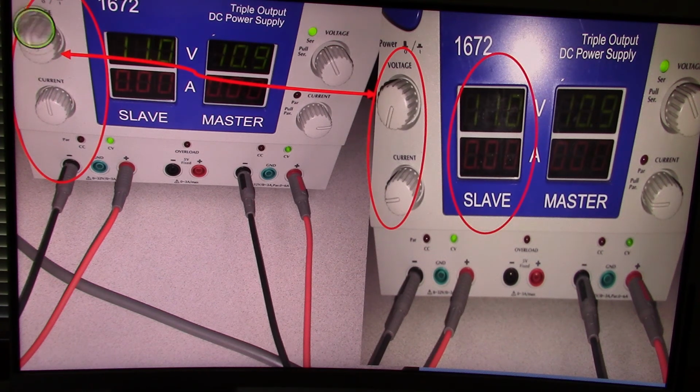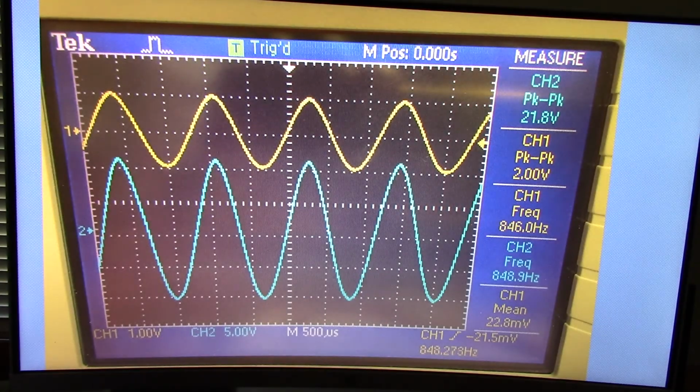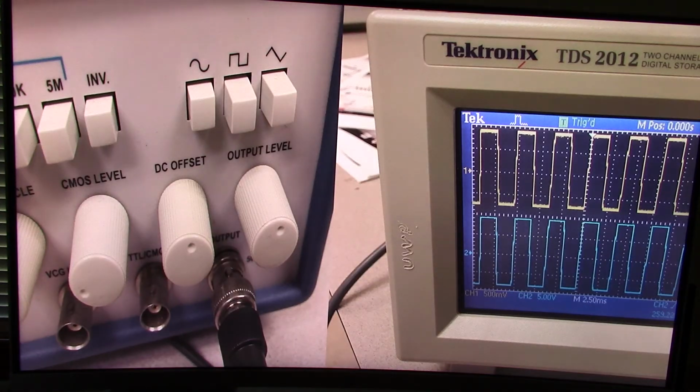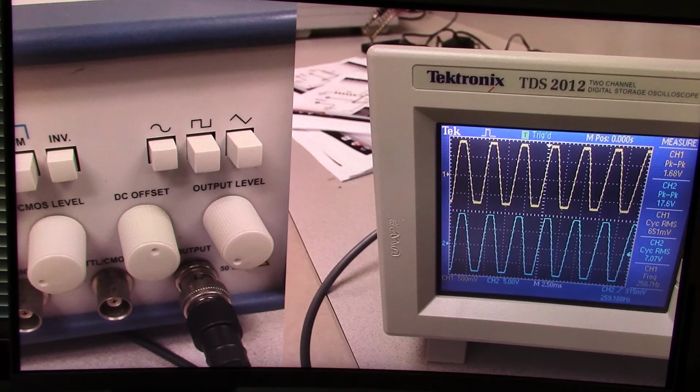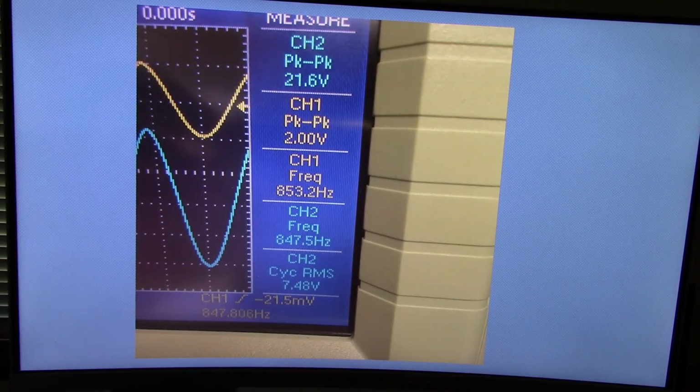You see how it's turned up. And this shows 21 volts peak to peak versus this one is 2 volts. And the frequency of the inputs will be the same. It's pretty close to 1 kilohertz. That's the actual signal that we are applying for the amplification. So we get 21 volts output from 2 volts input at 800 hertz.